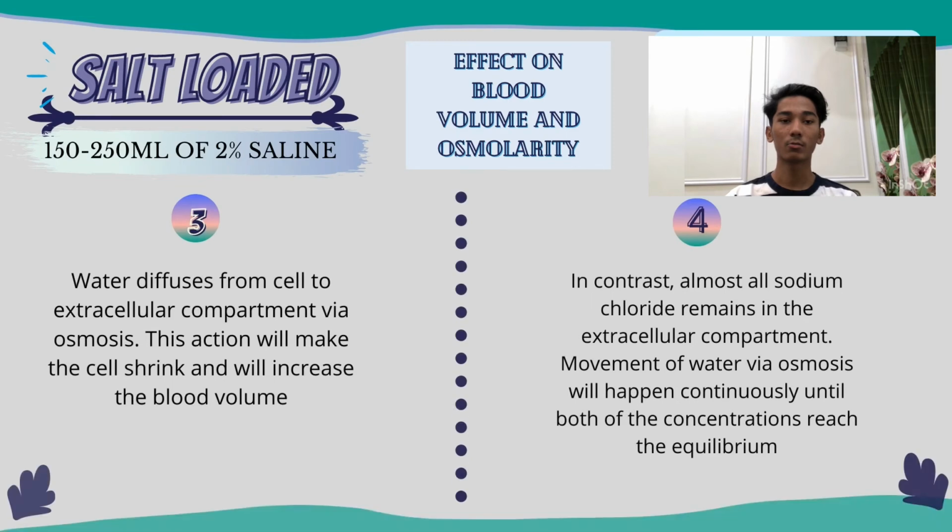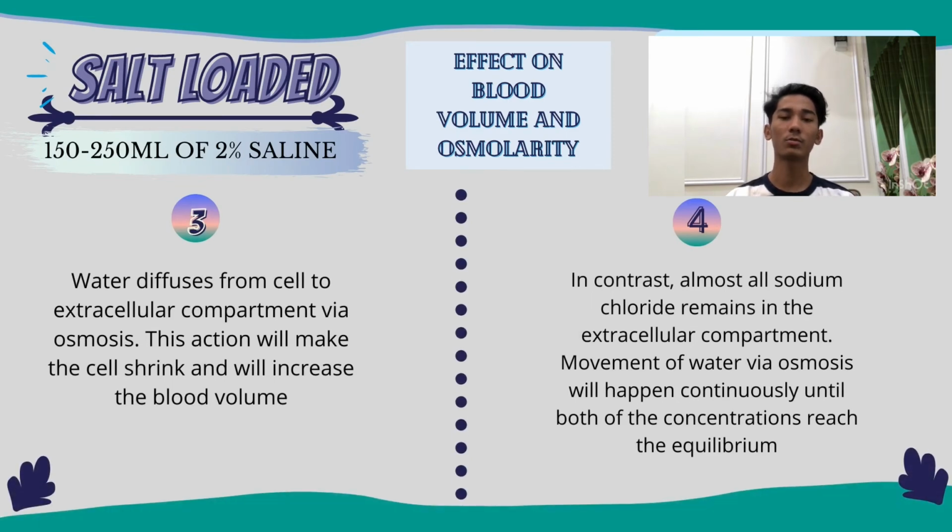Next, water diffuses from the cell to the extracellular compartment via osmosis. This action will make the cell shrink and increase the blood volume. The sodium will remain in the extracellular compartment, and the water movement will continue via osmosis until it reaches equilibrium.